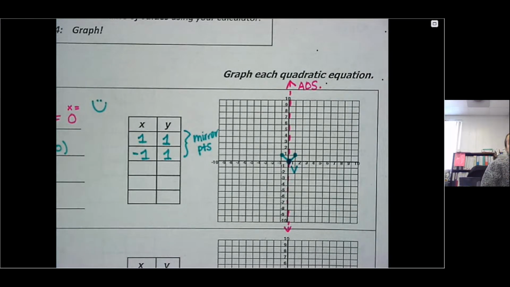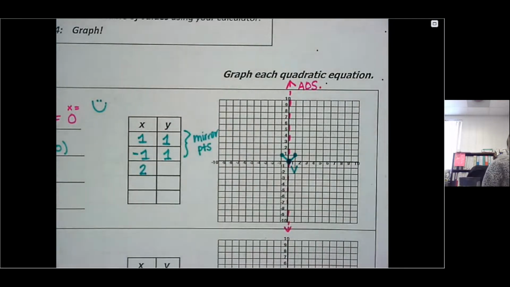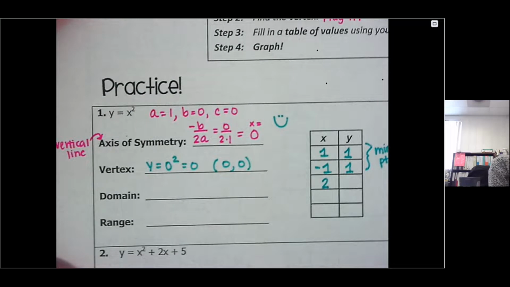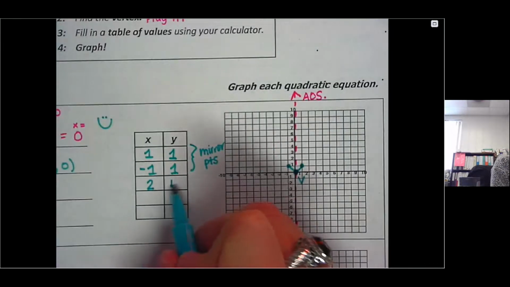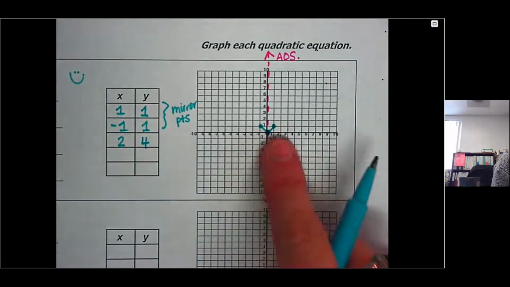Doesn't matter what you pick. Give me another number. Okay, two. So if I pick two for my X, I'm gonna plug it in. What is two squared? Four. So the next point I'm gonna graph is at positive two, positive four. So it's two over, four up.